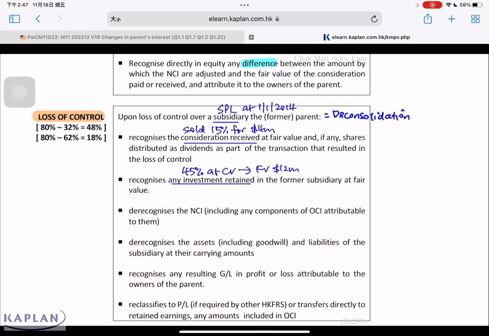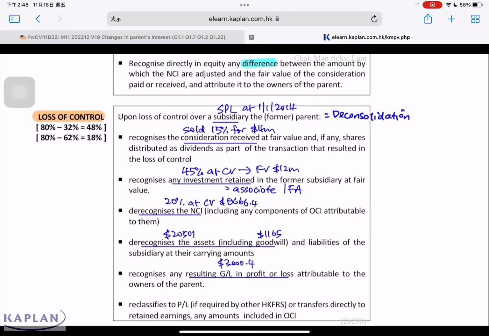This 45% will become either an associate, if you have significant influence, or if not, a financial asset. Then we must derecognize the NCI of 20% at carrying value. The carrying value of NCI is 8666.4. Do a deconsolidation including goodwill. The consolidated assets and liabilities are 20501. Goodwill is 1165. Deconsolidate. Then we must recognize a gain or loss in P&L. In this case, it's equal to 3000.4.